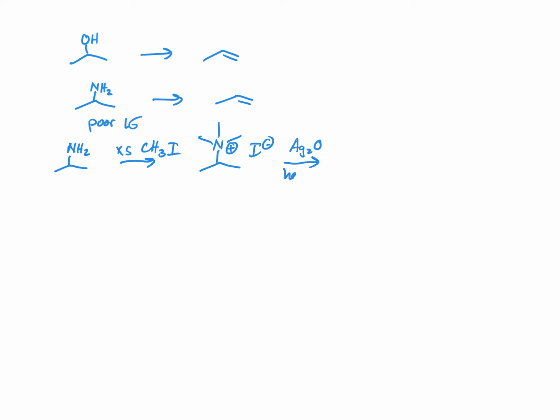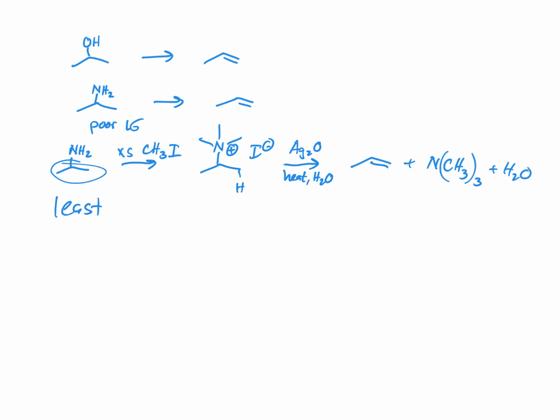oxide, heat, and water, the silver oxide reacts with the water and the iodide anion to make hydroxide. And basically we eliminate one of the beta hydrogens to produce the alkene, trimethylamine. And we do produce water too, but since we started with that, that's not very exciting. But really the end result is that we've eliminated the nitrogen group from our original organic molecule, and we're left with an alkene.